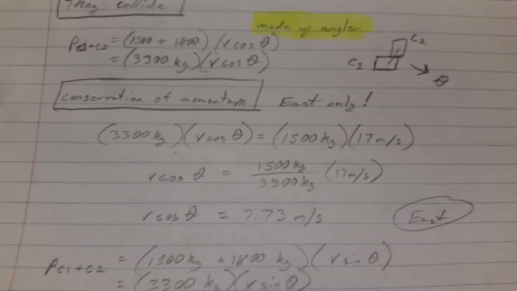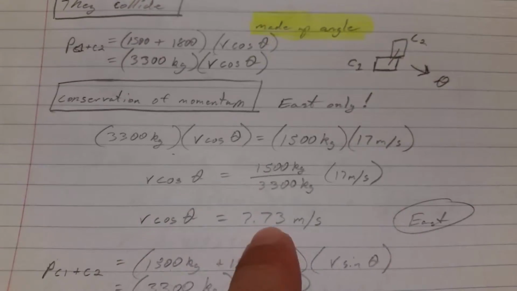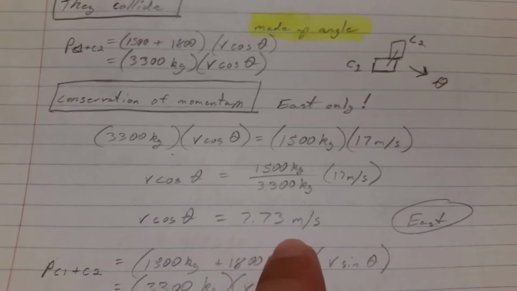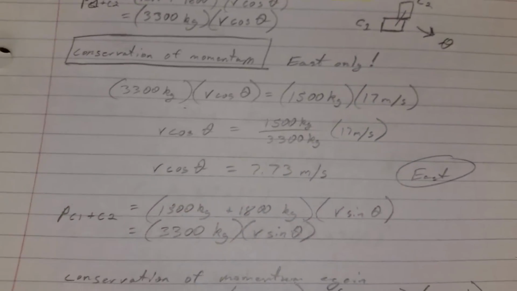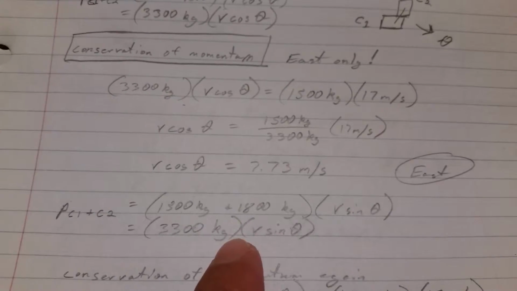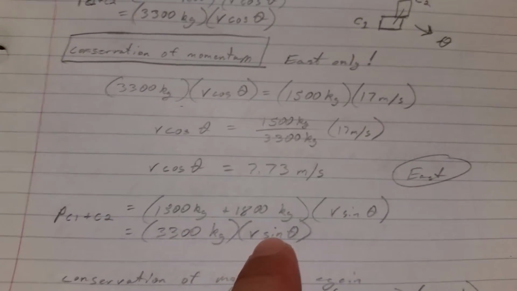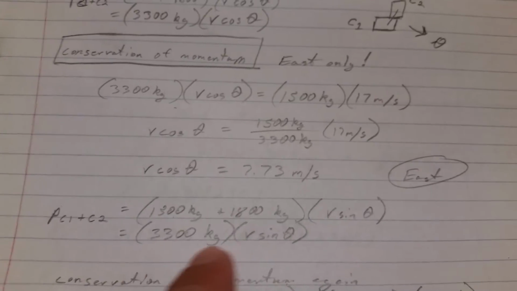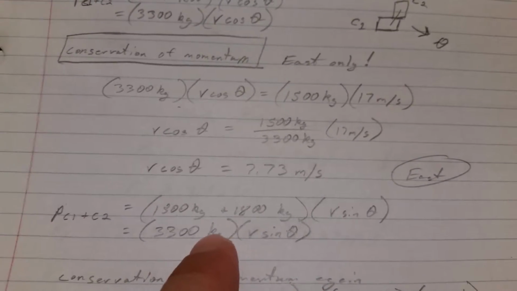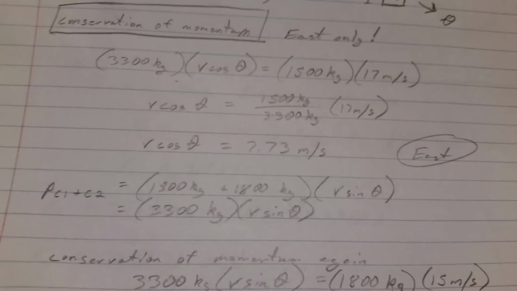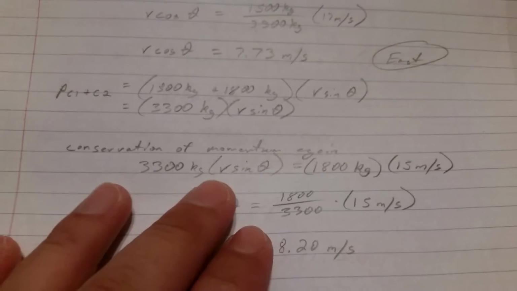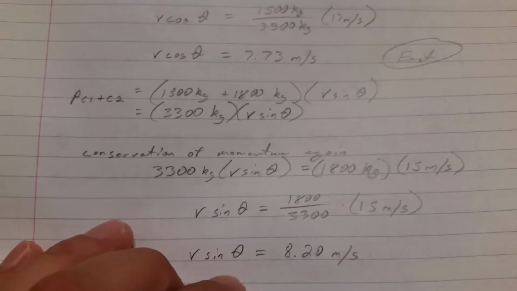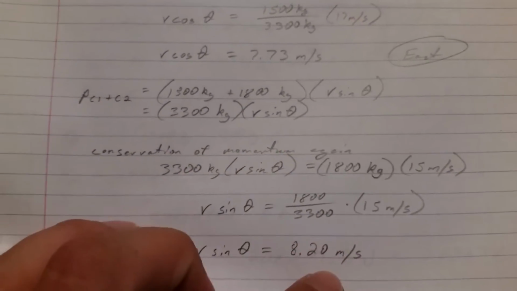So what we're going to get is, in the X direction, 7.73 meters per second, and in the Y direction, same thing, except we're going to do sine because this is dealing with only the Y axis. So let's see, conservation of momentum. Okay, so here in the Y direction, I did the same exact thing. We get 8.2 meters per second.